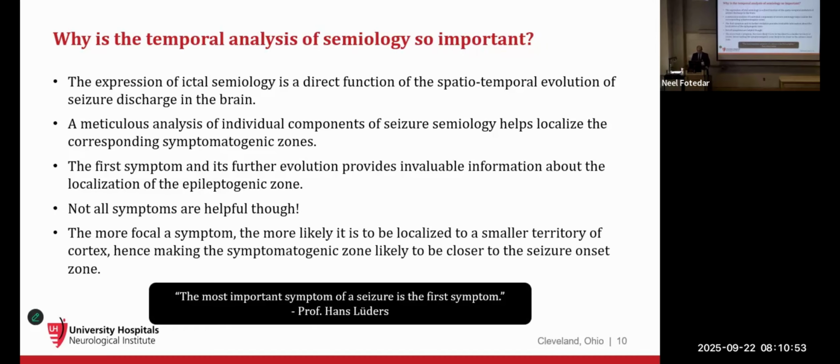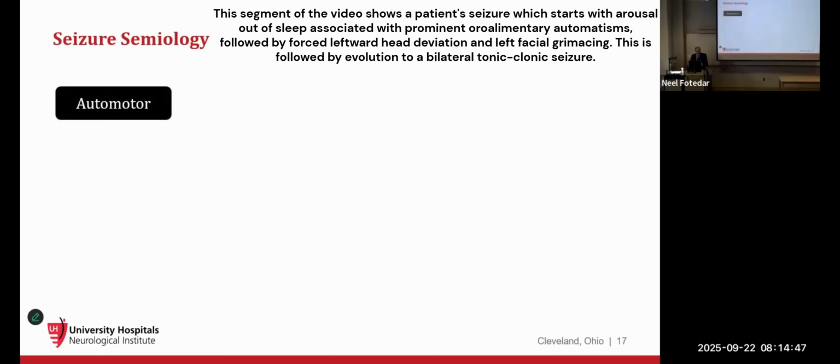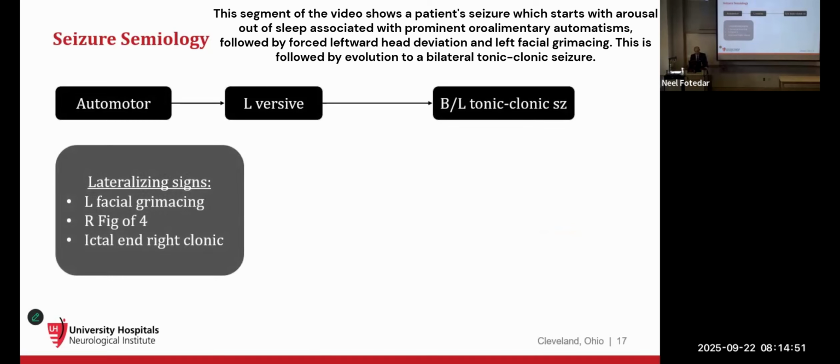And as Dr. Luders always says, the most important symptom of a seizure is the first symptom, okay? You analyze a semiology and you write it in temporal evolution, right? Automotor to left versive to bilateral tonic-clonic seizure.